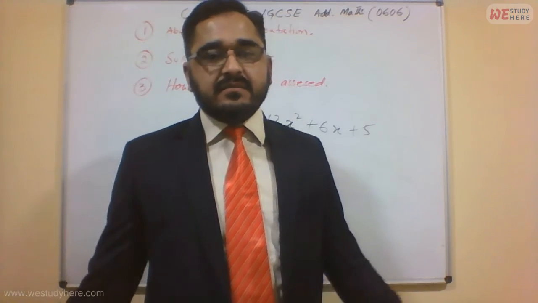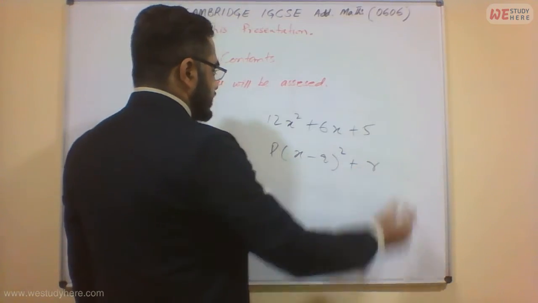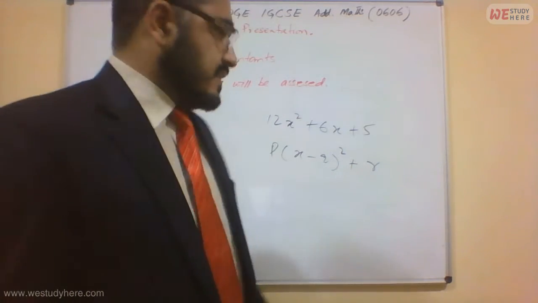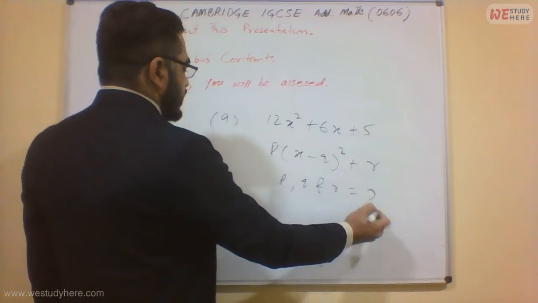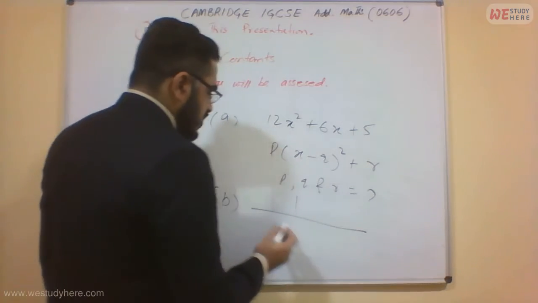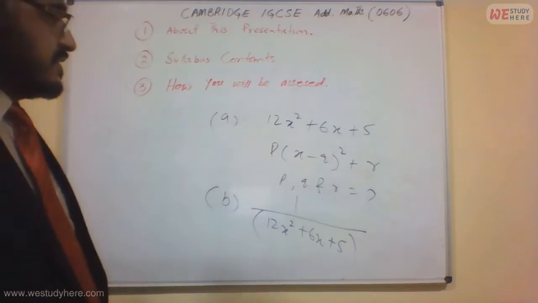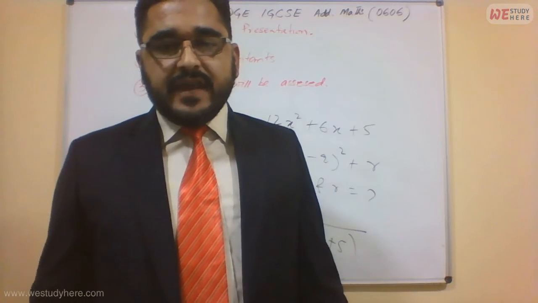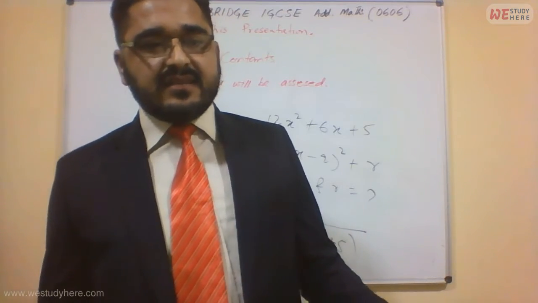He can ask you to form it into p(x minus q) whole squared plus r, expressing it in this way. Then in the next part he can say find the values of p, q and r. What are the values of p, q and r? Suppose in part B he says 1 over 12x squared plus 6x plus 5. This type of question can be given, and he can ask to state the value of x at which this occurs. He can also ask about domain and range.